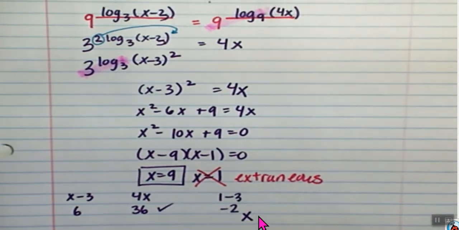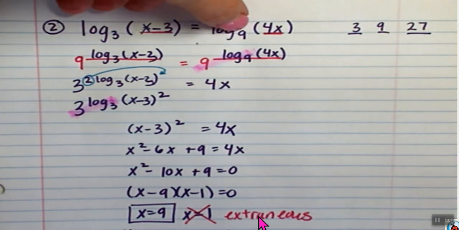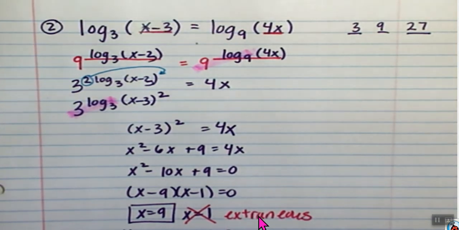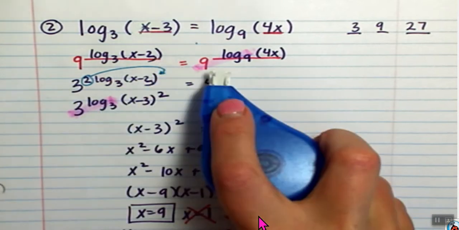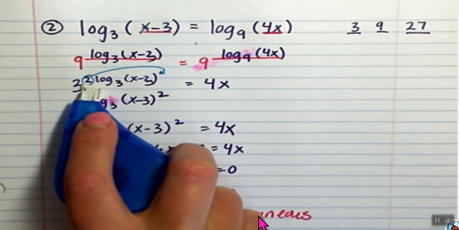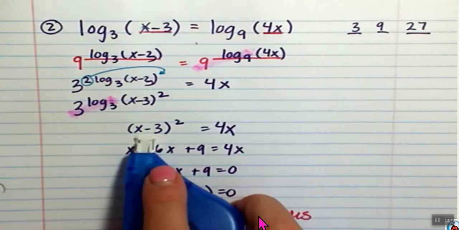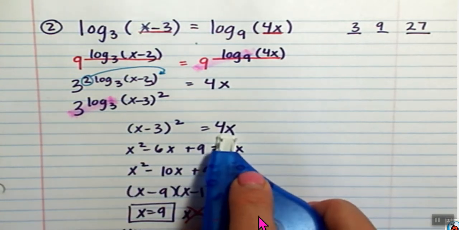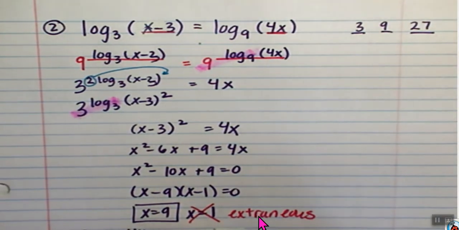Okay, so let's recap. I had logs on both sides of the equation, and I noticed that 3 and 9 would have a common base of 3, and so I chose to exponentiate. I used 9 because I prefer this to be a whole number, 3 squared, and then I used my properties and I simplified to x minus 3 squared on the left and 4x on the right, and then I simplified and I solved, and then I checked.